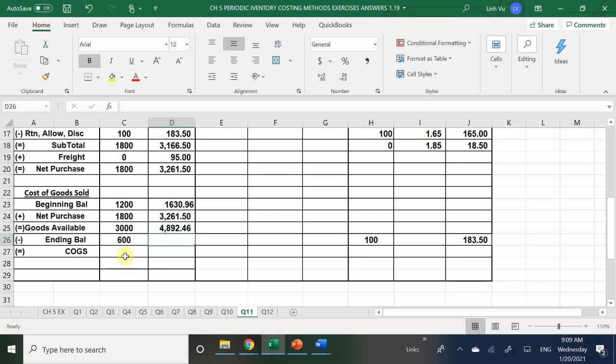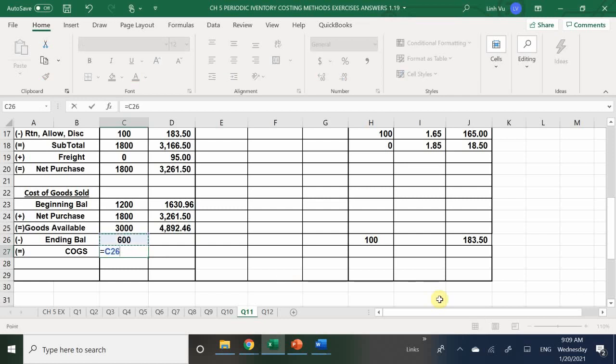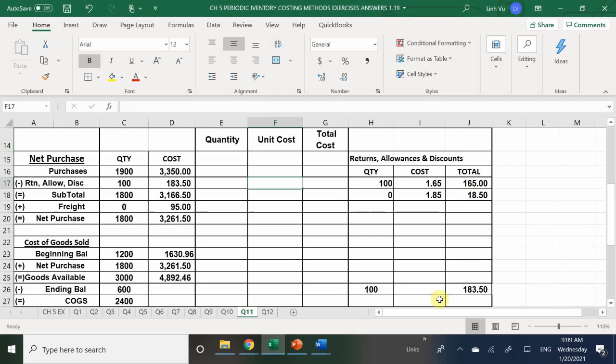So let's quickly do the cost of goods sold. How many items did I actually sell? Exactly 2,400. So now I'm going to go up to this column right here, and I'm going to calculate my average cost per item. If I have a total of 4,892.46, and I'm going to divide that whole thing by my 3,000 quantity, how much is my average cost per item here?